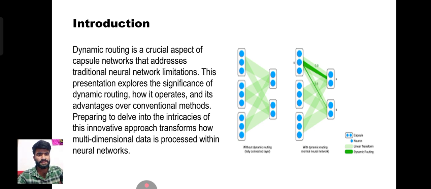Dynamic routing is a crucial aspect of capsule networks that addresses traditional neural network limitations. This presentation explores the significance of dynamic routing, how it operates, and its advantages over the convolutional method, preparing to delve into the intricacies of this innovative approach that transforms how multidimensional data is processed within neural networks. See in the image.